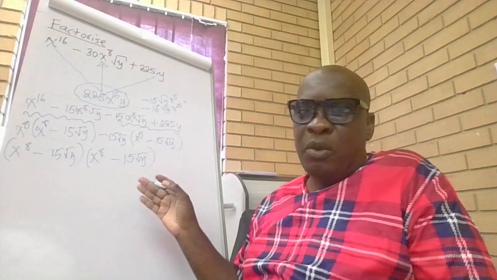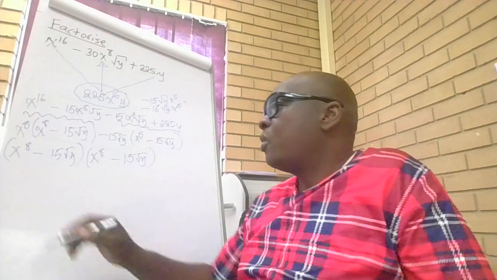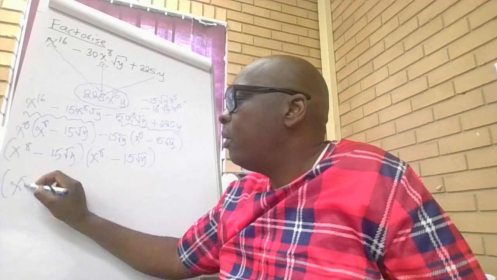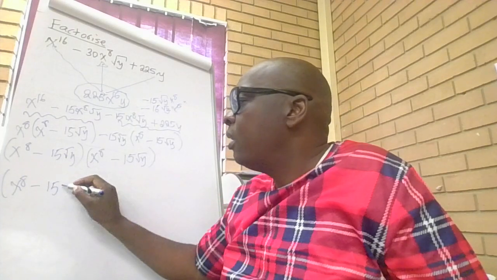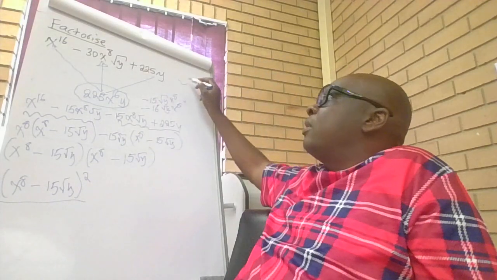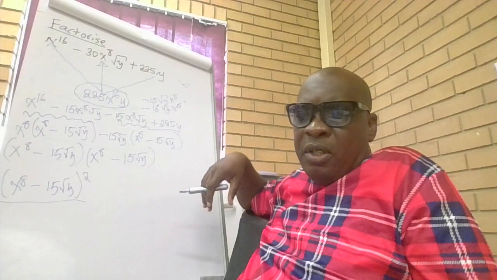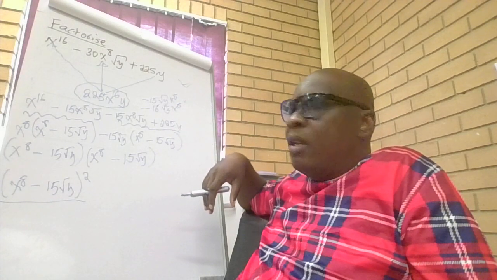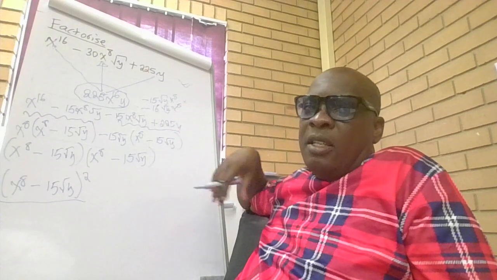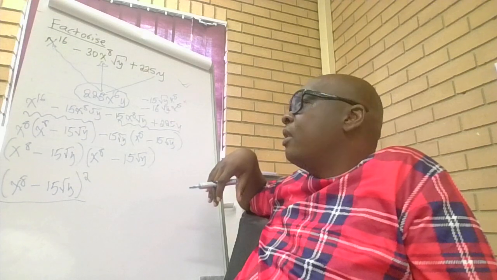So we have factorized this, but at the same time you can see that these factors are actually the same thing. So ultimately, this would be x to the power 8 minus 15 square root of y, all squared. We have factorized this particular expression by just this little method here, which works all the time. I hope you did understand how to factorize something that may look difficult to factorize by observation.